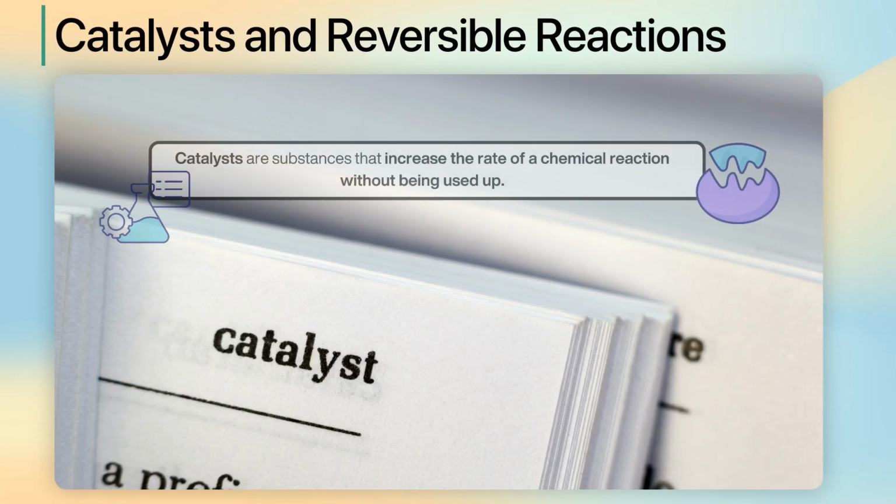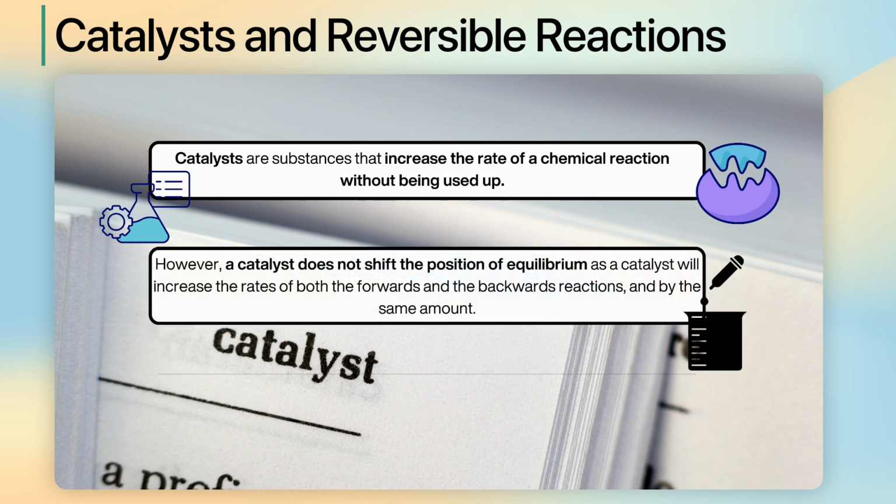Recall that catalysts are substances that increase the rate of a chemical reaction without being used up. What happens if we catalyze a reversible reaction? Does it shift the equilibrium at all? Perhaps surprisingly, the answer is no. A catalyst does not shift the position of equilibrium.